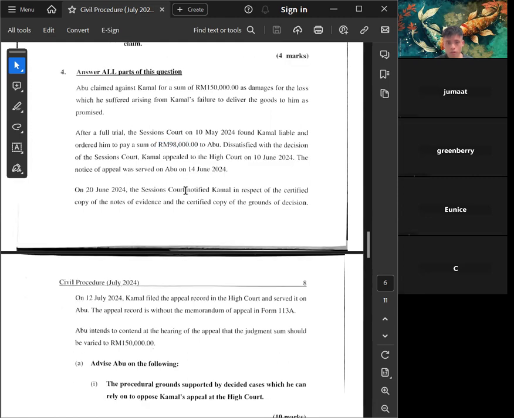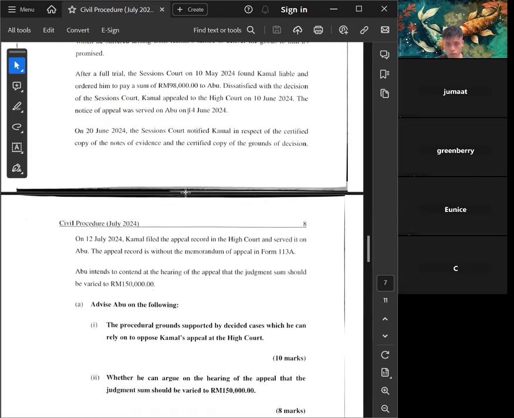So if Abu wants to file a notice of cross appeal, it is unlikely that he can do so, because I think this case was shared earlier. It's the case of Kabushiki. You cannot use the notice of cross appeal to reverse the entire judgment, but you can vary it partially. So my answer here is that, by looking into the facts, it is unlikely that he can do so.